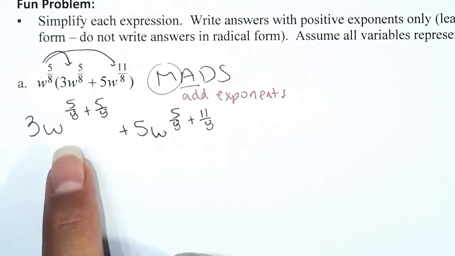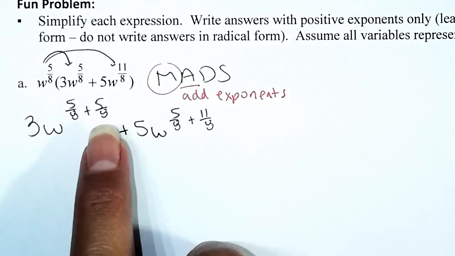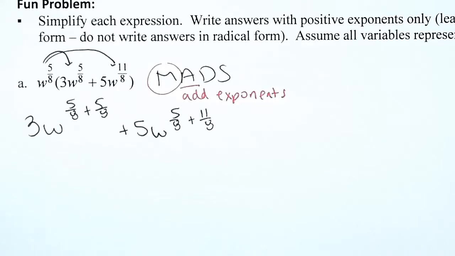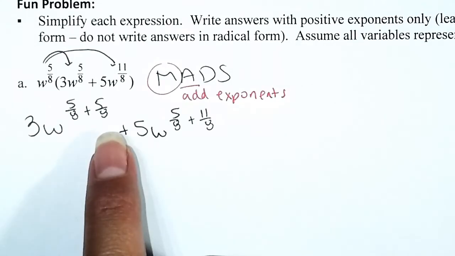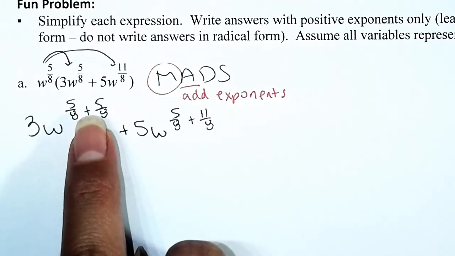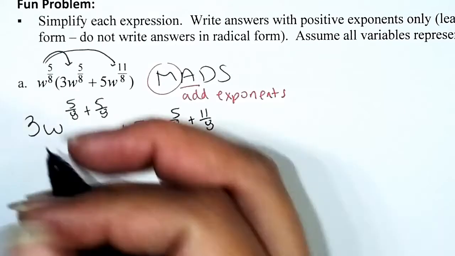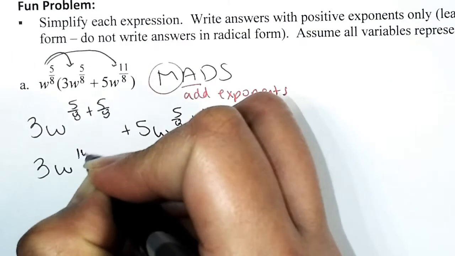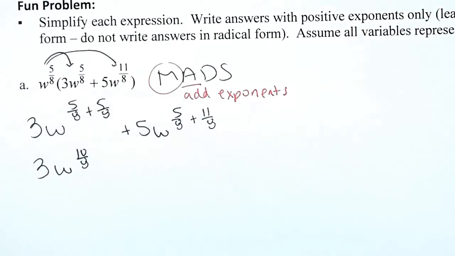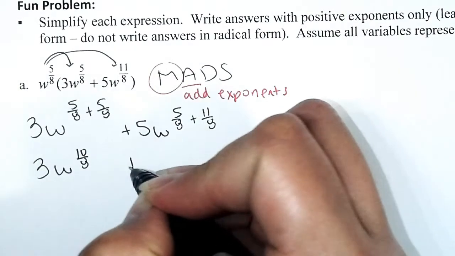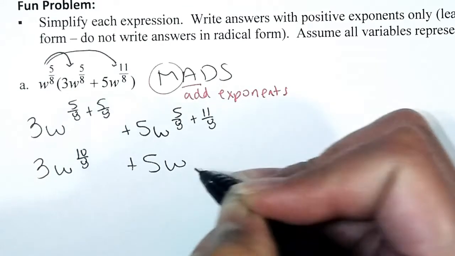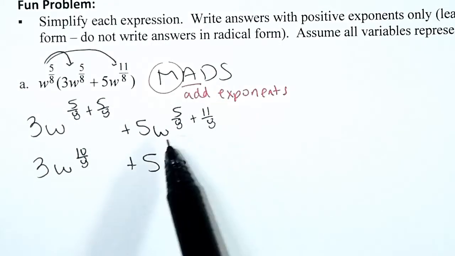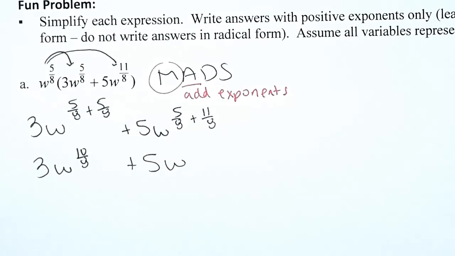Okay, the sum of 5/8 and 5/8. You know what? I'll take the gift of having the same denominator. 5/8 plus 5/8. We're going to add the numerators and write the sum over the common denominator. So the sum of the numerators will give us 10. And then we're going to write that over its common denominator. The next one, plus 5 times w raised to, again, I'll take the gift of the rational exponents having the same denominator.